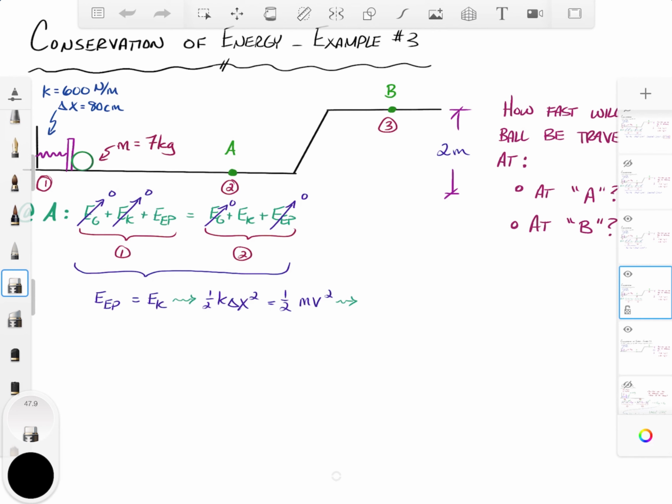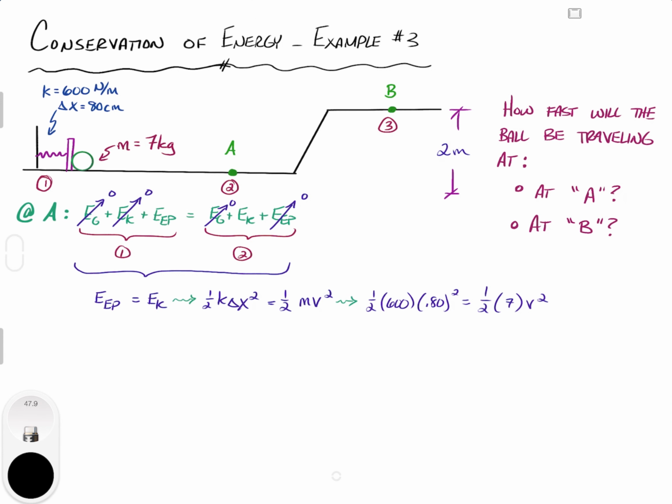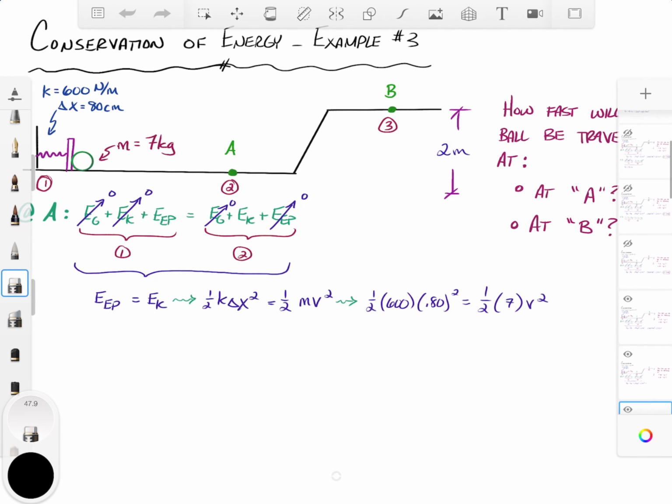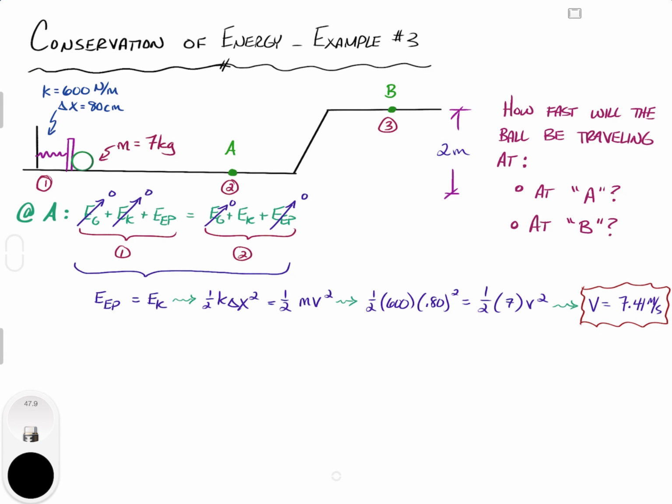I then just have to plug in whatever values are known. So I can plug in the spring constant and the displacement of the spring from its resting length in meters, so 0.80 instead of 80. And I'm going to set that equal to 1/2 the mass times the velocity squared. If we do our algebra correctly, we should find that the velocity that the ball must be traveling at A in order to conserve the energy it was given by the spring should be 7.41 meters per second.